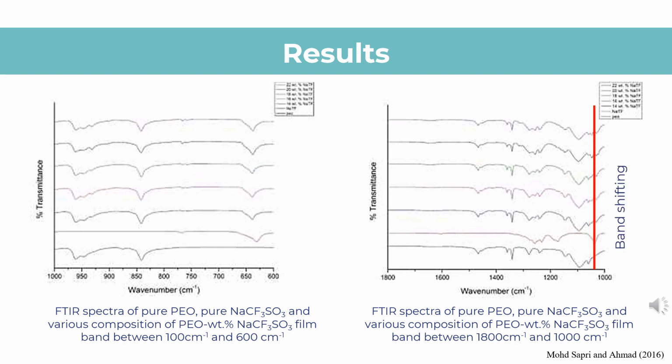Besides, a band that appeared at 1036 cm^-1 in pure NaCF3SO3, due to triflate SO3 symmetric stretching, decreased to 1030 cm^-1 when increasing salt concentration. At higher salt concentration, most of the bands in this region are also slightly broadened. Moreover, the widths of the CO and CH stretching bands at 1087 cm^-1 and 2876 cm^-1 respectively decrease when salt is added compared to pure PEO.